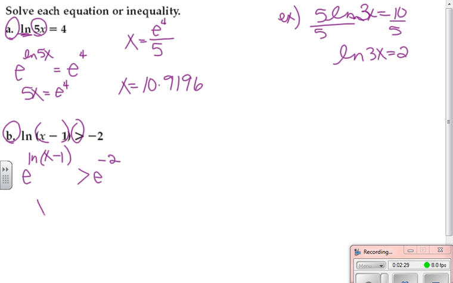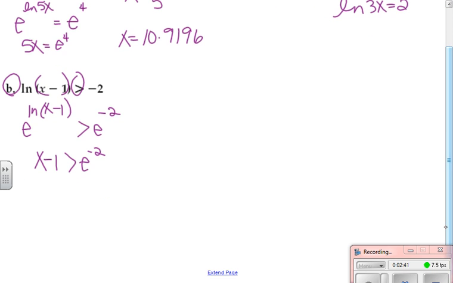This side is going to cancel, so I have x minus 1 is greater than e to the negative 2. I can go ahead and add 1 to both sides. So x is greater than e to the negative 2 plus 1.